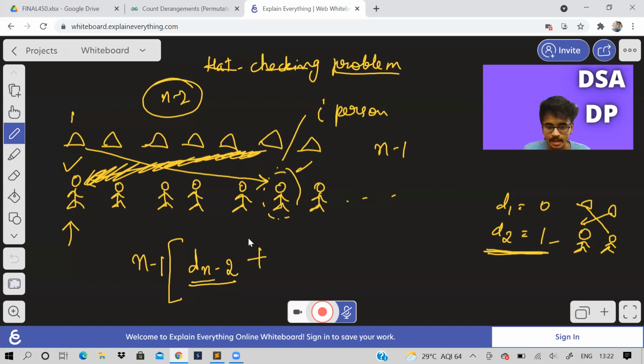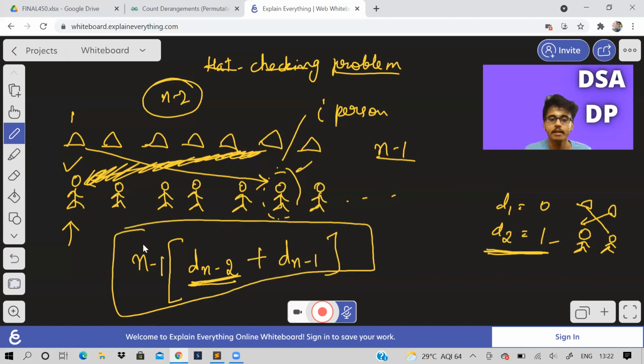In the first case, n minus 2 were left because we had fixed two things. What were the two things we had fixed? We had fixed that hat number i will go to person number 1, and hat number 1 will go to person number i. But now we are not fixing it. So how many people are remaining? n minus 1. So how many derangements are there? d of n minus 1. So what is the total number of derangements? (n minus 1) into (d of n minus 2 plus d of n minus 1). So this will be a recursive relation.